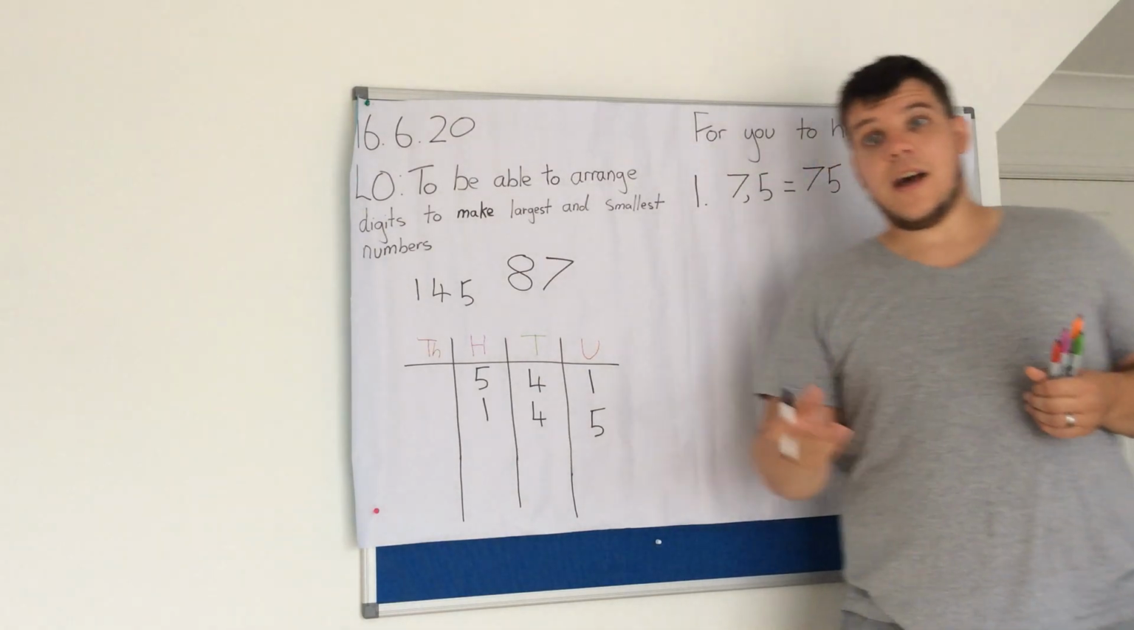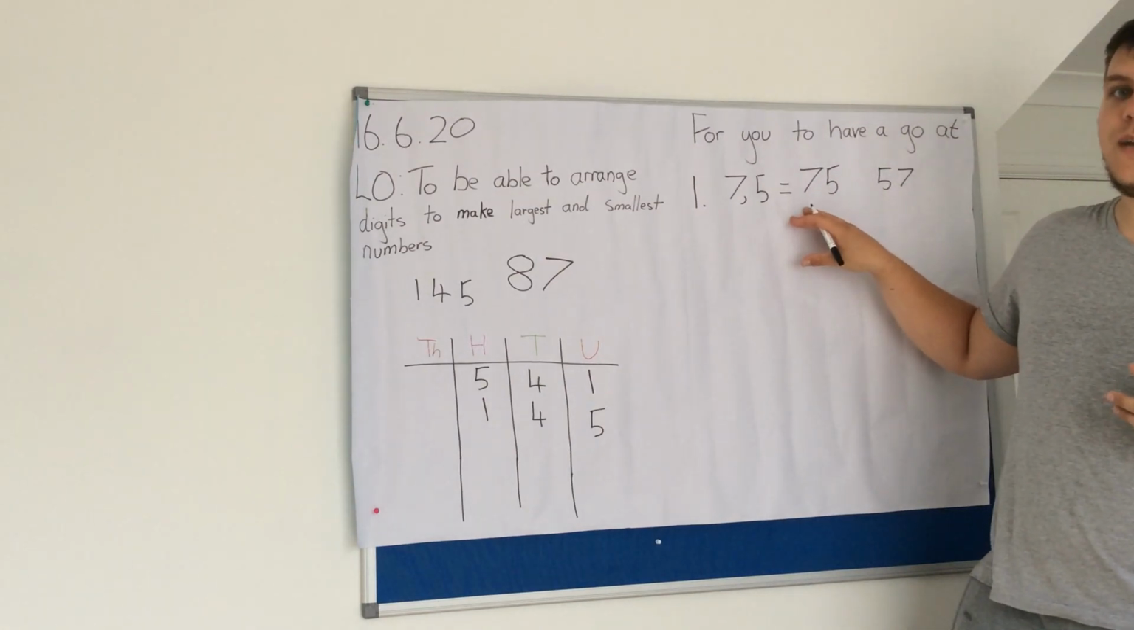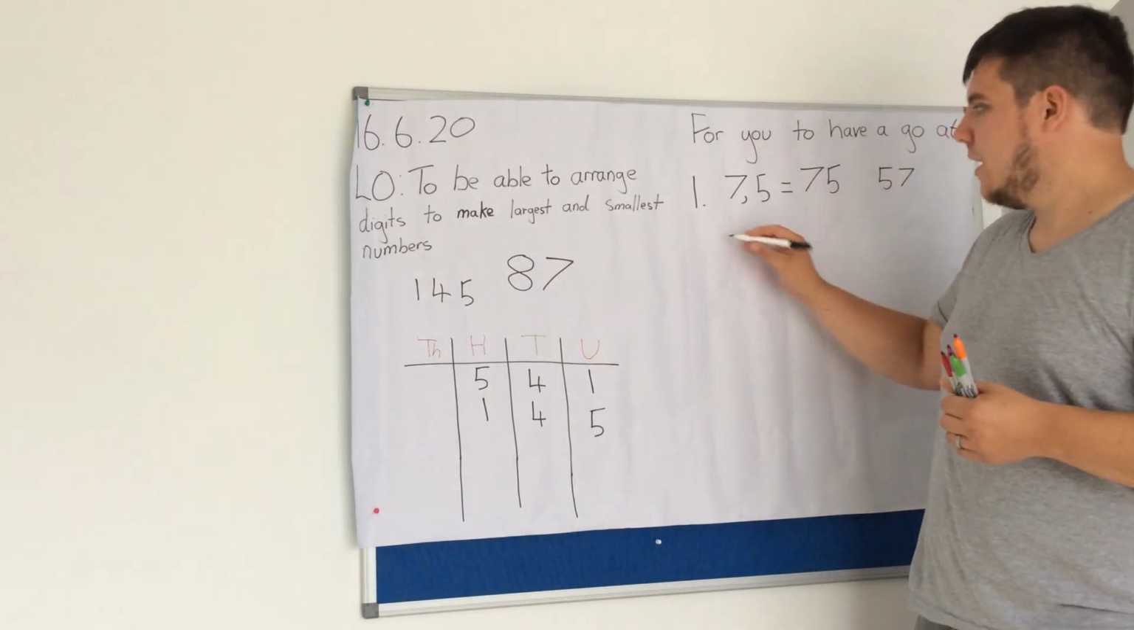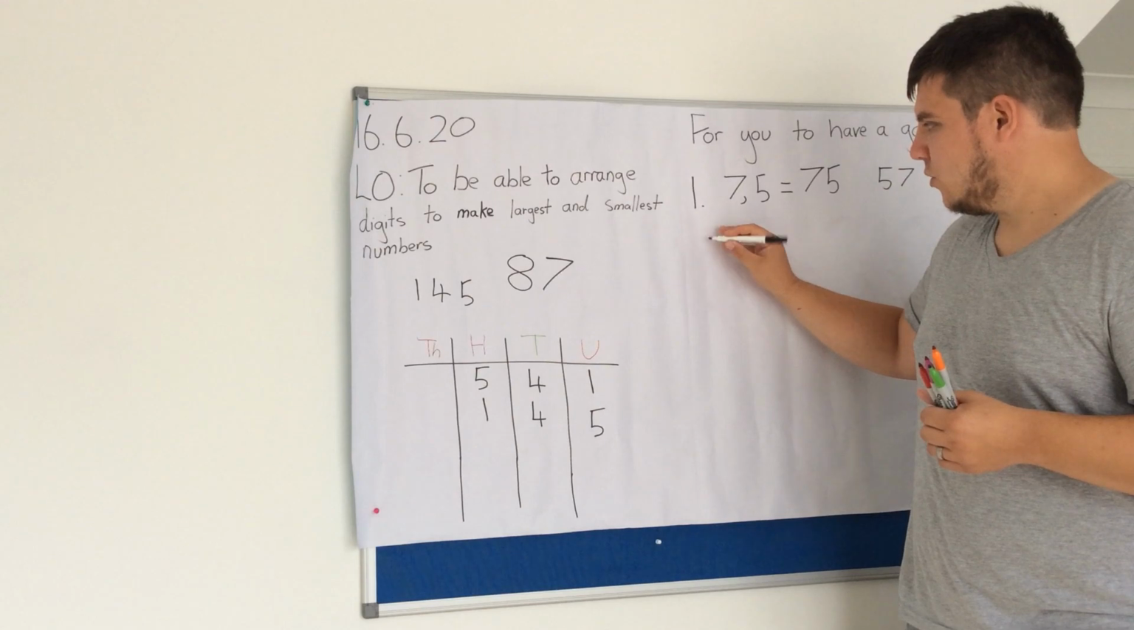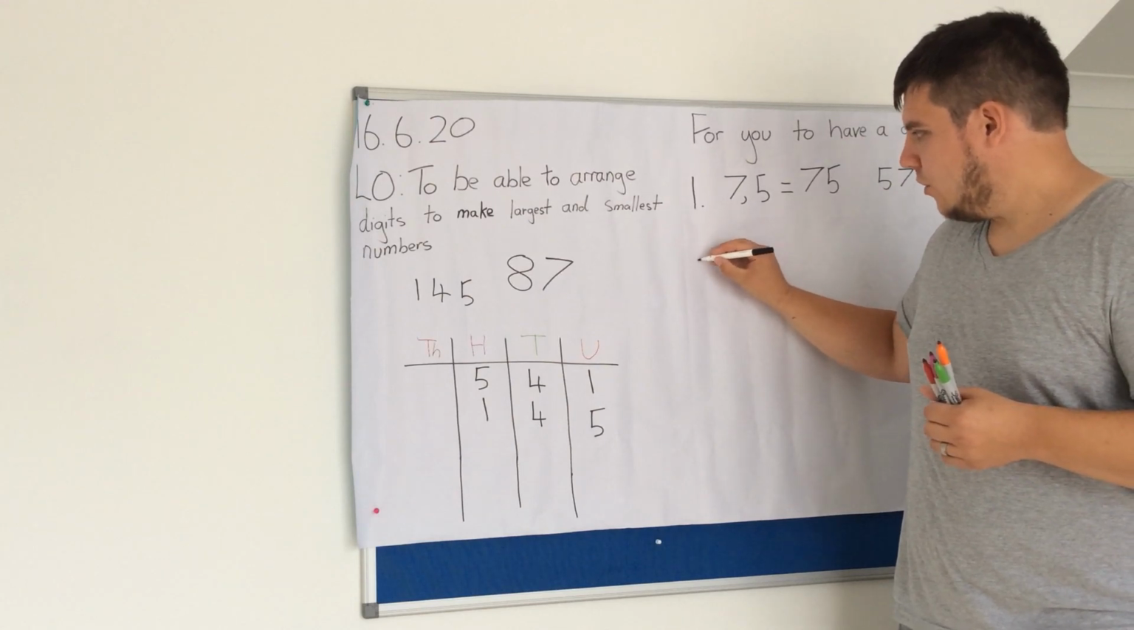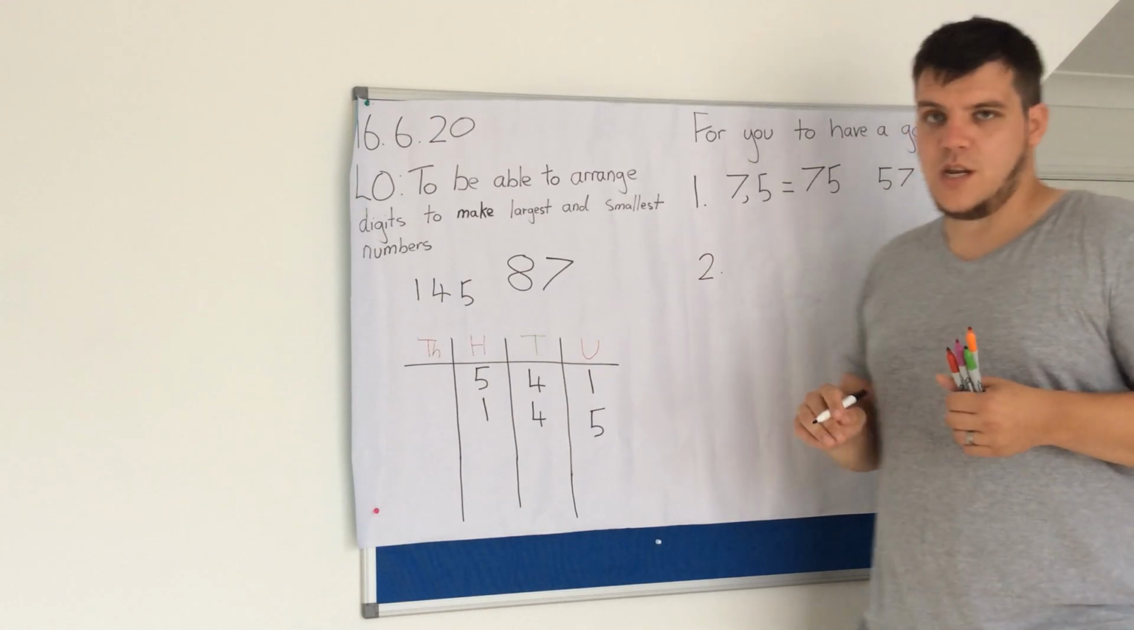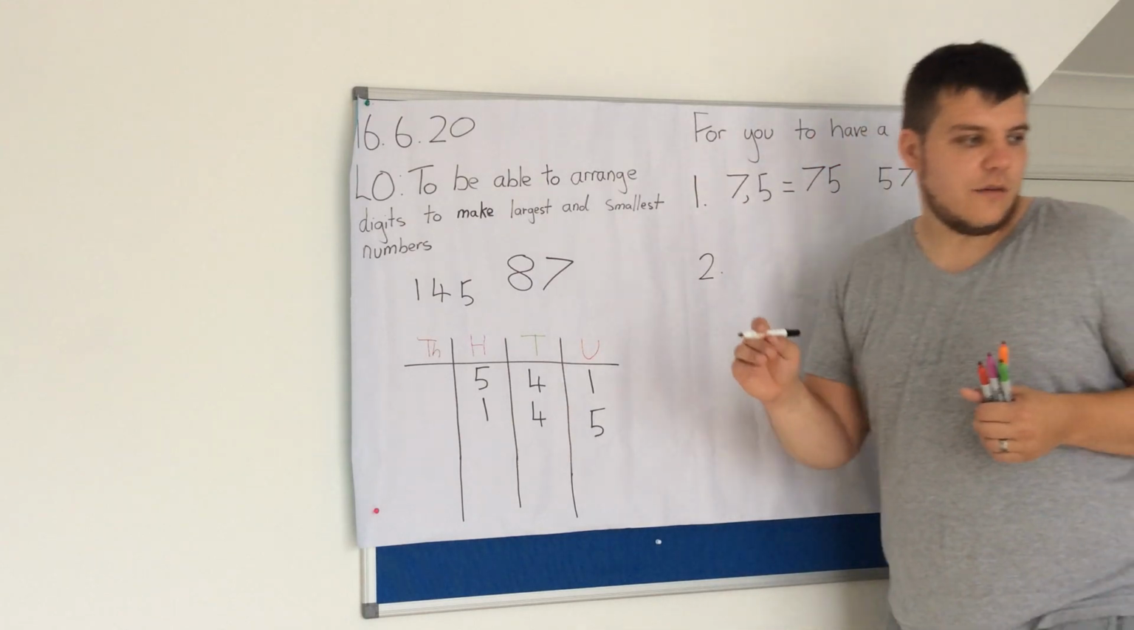Okay, so that is your basics. Once you've got your head around that, what you can then do is move on to some more tricky ones. So number 2, we'll do a 3-digit one. So Holly's going to generate a 3-digit number.